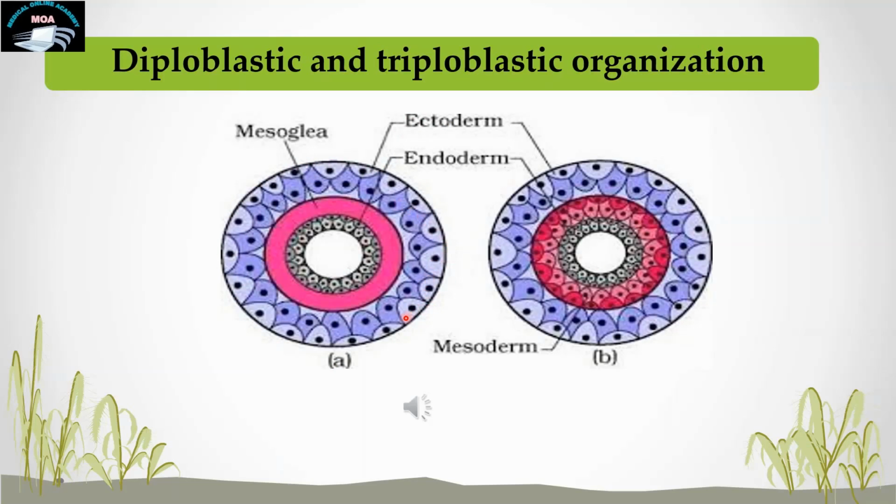In diploblastic animals, an undifferentiated layer called mesoglea is present in between the ectoderm and endoderm. 2. Triploblastic animals. These are animals in which the developing embryo has a third germinal layer, called mesoderm. Mesoderm is present between the ectoderm and endoderm. Examples: Platyhelminthes to chordates.